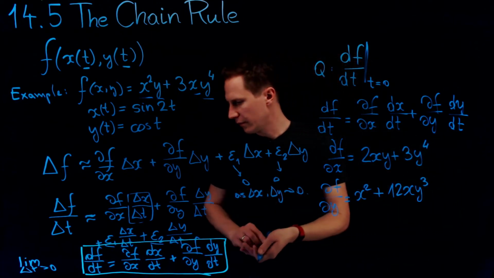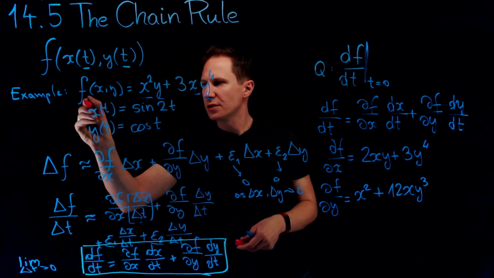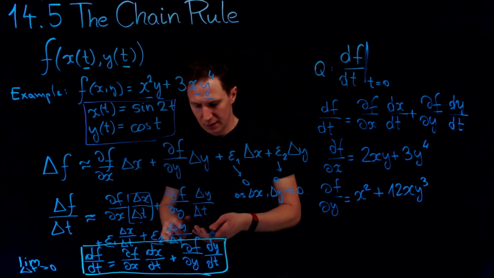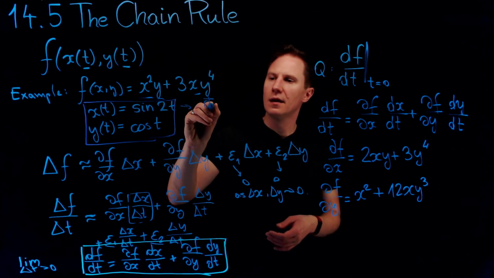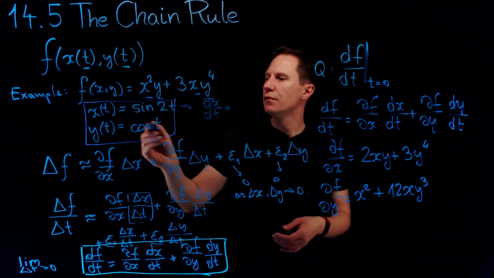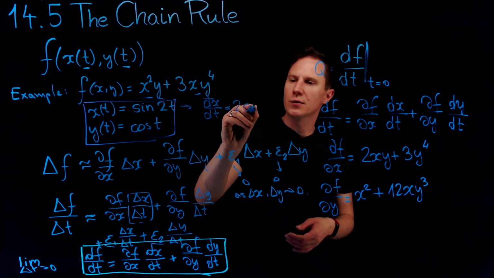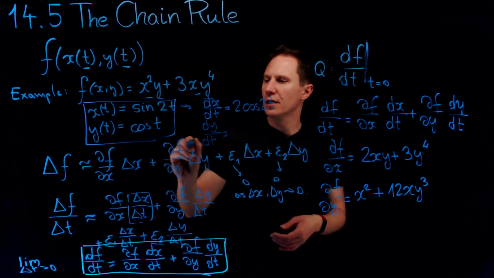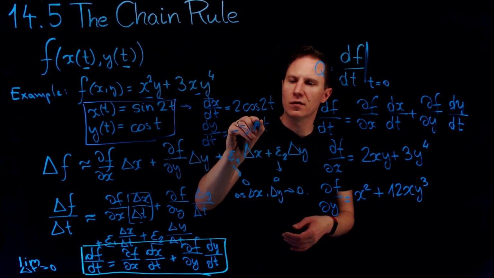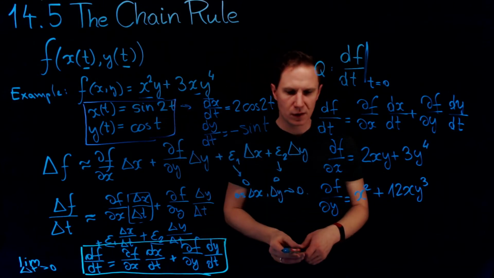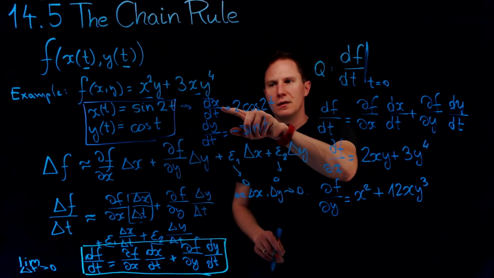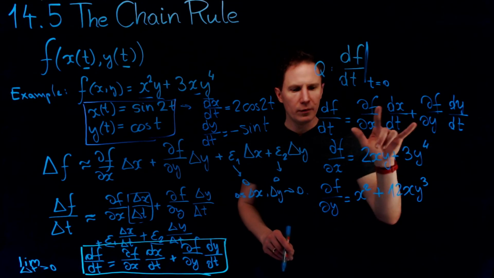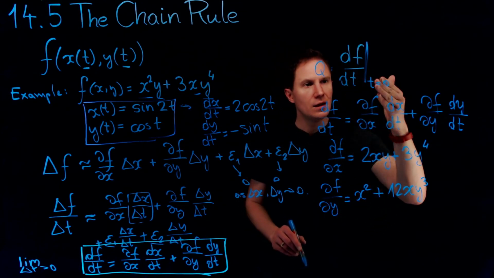And now we can look at these functions. Of course we have x and y as functions of t, so we can already compute these derivatives right here. dx over dt is going to give you twice the cosine of 2t, while dy over dt is going to give us minus sine of t. So this is just differentiating these single variable functions. These are dx over dt and dy over dt. So all we have to do now is evaluate at t equals 0.